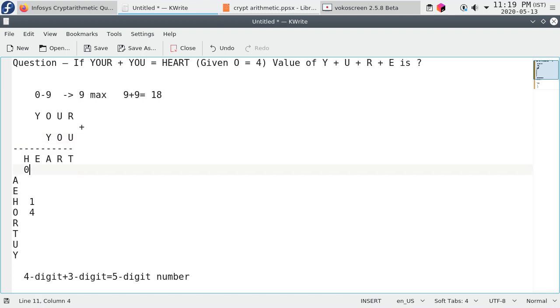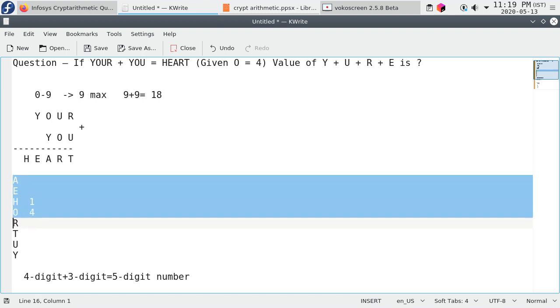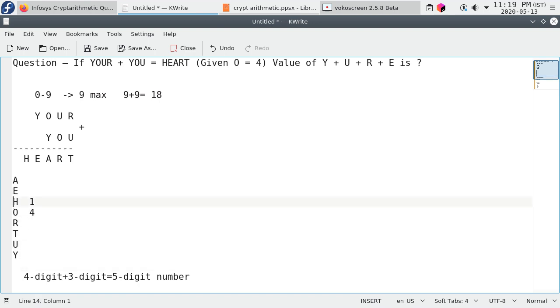Can I assign H the value 0? No, a number should not start with 0, so H should be 1. Here I listed all the letters and we need to put a corresponding number for each. They gave O as 4, and H is always going to be 1. We need to find the numbers for the remaining letters.